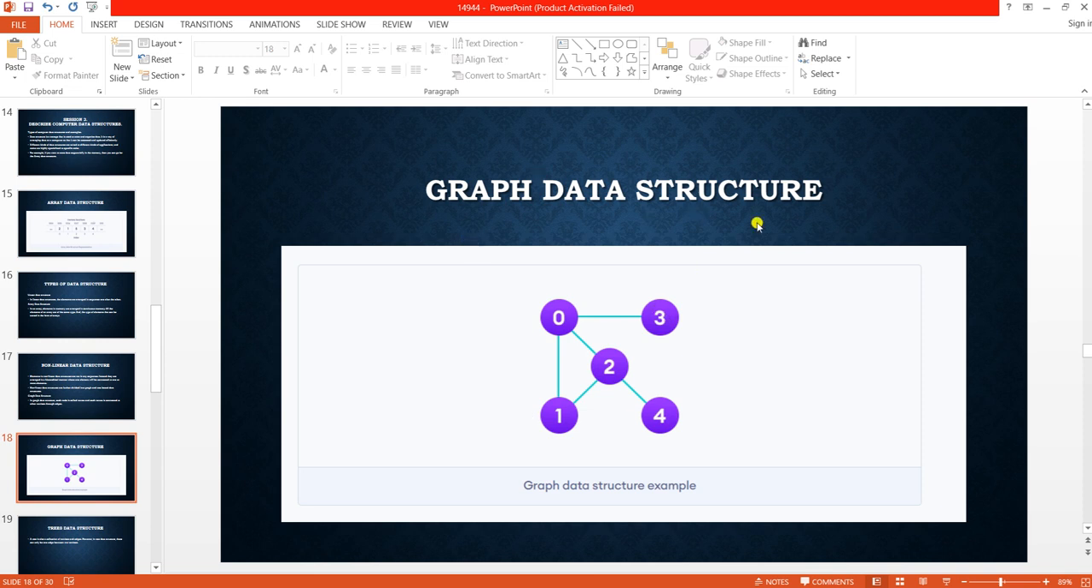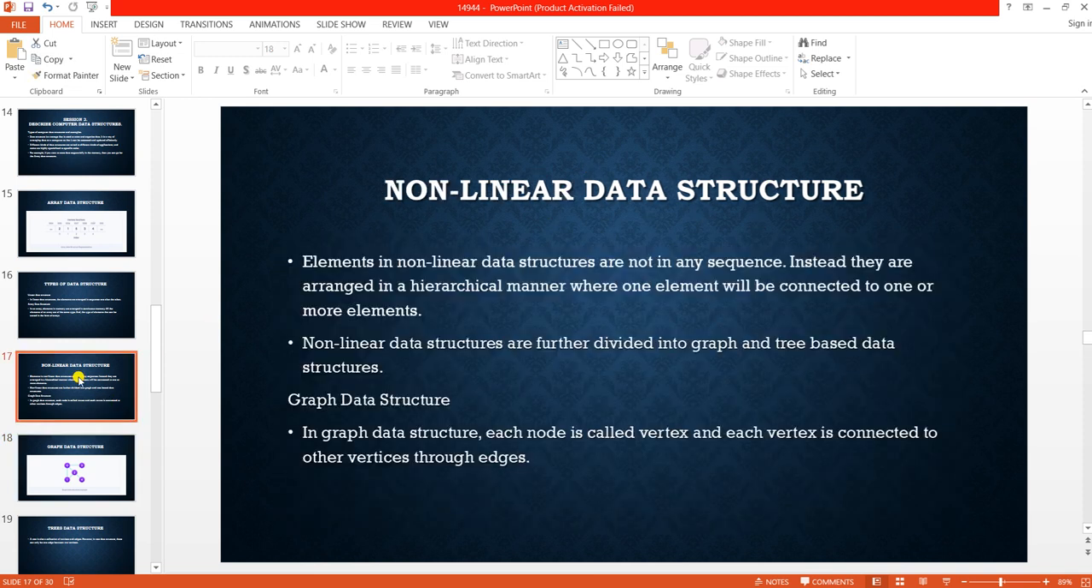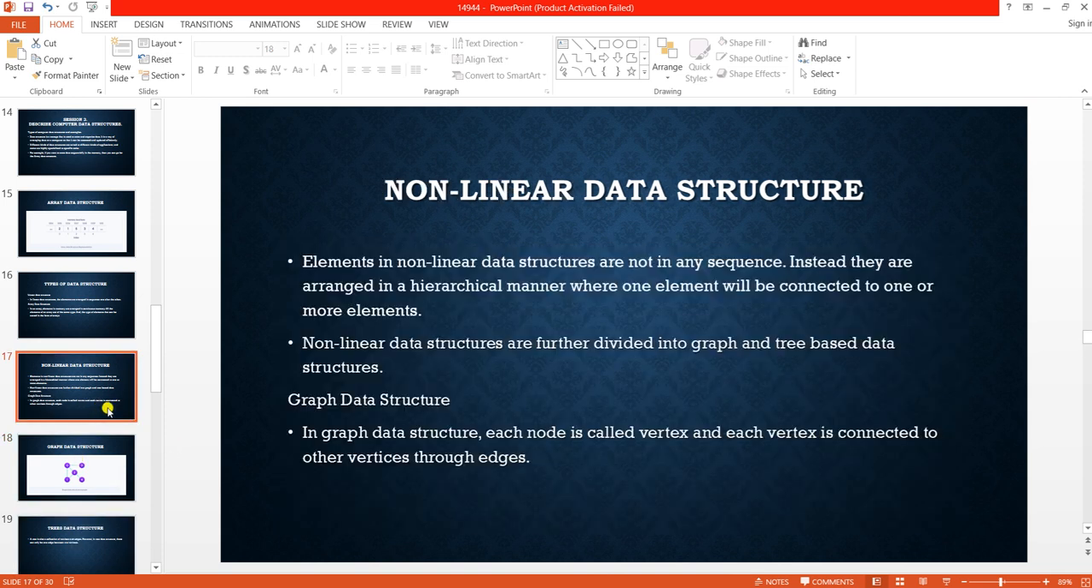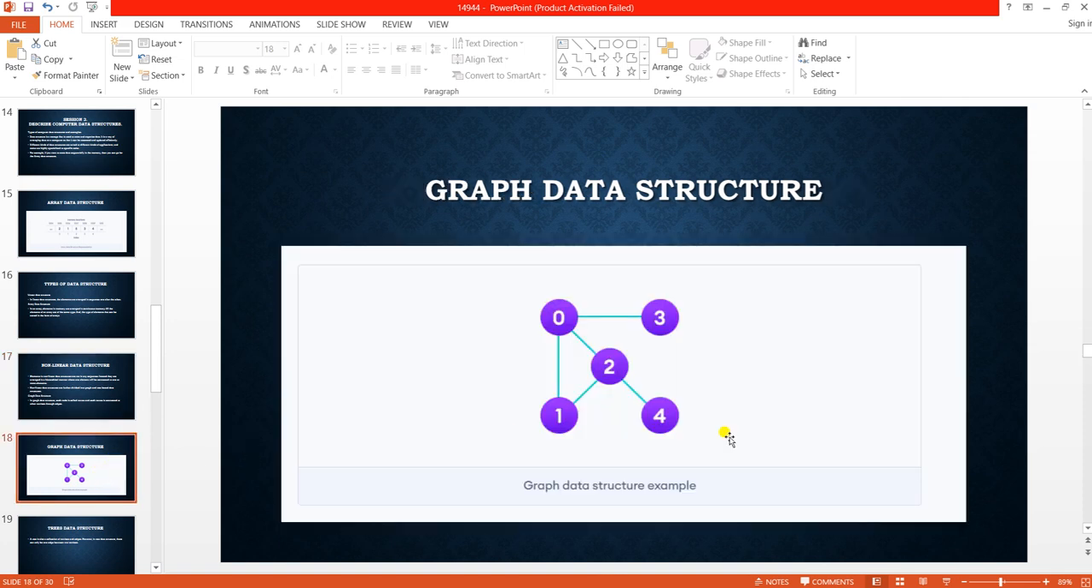So this is more of your graph data structure, in which each node is called a vertex, and each vertex is connected to other vertices through edges. Am I speaking the correct term? Each node is called a vertex, and a vertex is connected to other vertices through edges. So these are edges, and they connect the vertices.